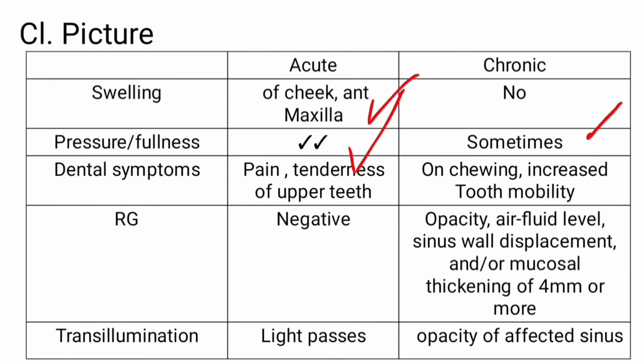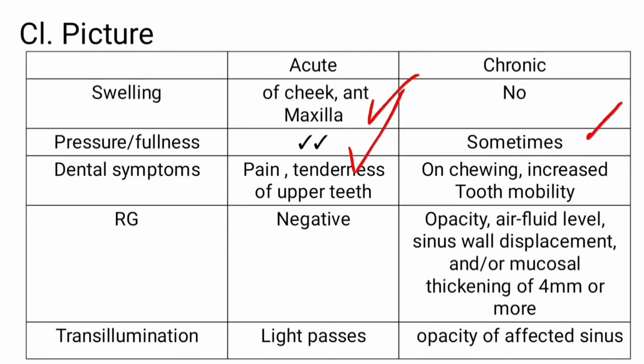In acute sinusitis, the dental symptoms include pain or tenderness of the upper teeth related to the maxillary sinus in the region of infection, while for the chronic condition, the pain only ensues due to confining the infection to the periapical region, with or without increased tooth mobility. On radiography, the acute condition is often negative, while in the chronic condition, there are many variations, including either opacity, air or fluid level within the sinus, wall displacement from chronic infection, or mucosal thickening or sinus lining polyps.